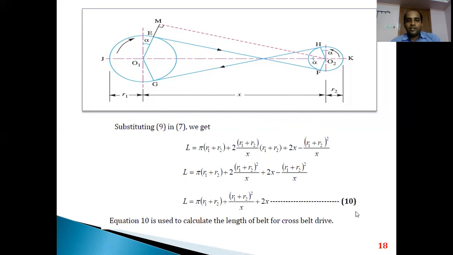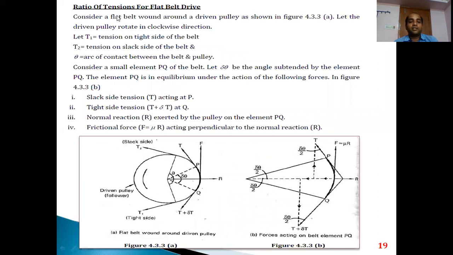So once we are done with the cross belt drive case, another important phenomenon in belt drives is that when the belt is moving over these pulleys, whichever is the driver pulley, the pulling side of that belt becomes the tension side and the opposite side becomes the slack side. So we also need to know the tension developed in the tight side as well as the slack side. That is under this particular topic, the ratio of tensions for flat drives.